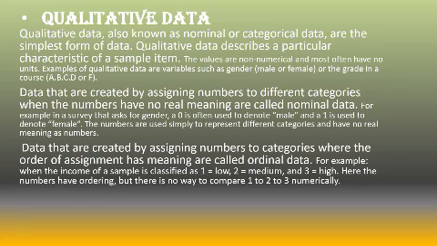Ordinal data are data created by assigning numbers to categories where the order of assignment has meaning. For example, when the income of a sample is classified as 1 equal to low, 2 equal to medium, and 3 equal to high, here the numbers are ordering, but there is no way to compare 1 to 2 to 3 numerically. So this is what qualitative data basically entails. Let's move on to quantitative data.